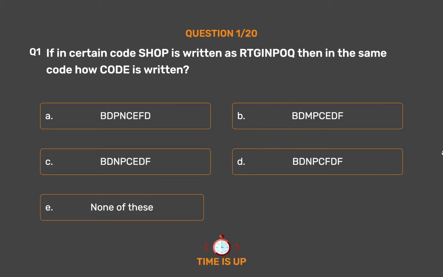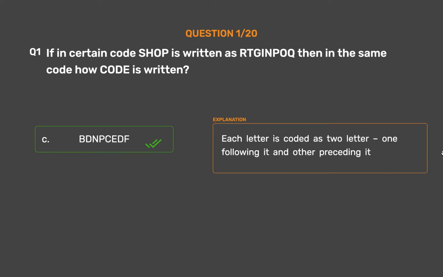The correct answer is Option C. BDNPCFTF. Each letter is coded as two letters, one following it and the other preceding it.